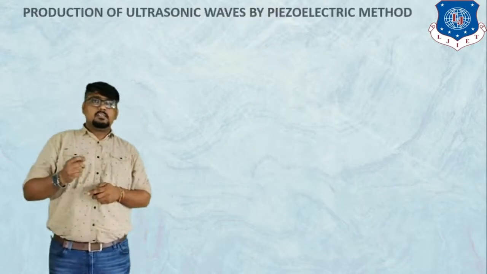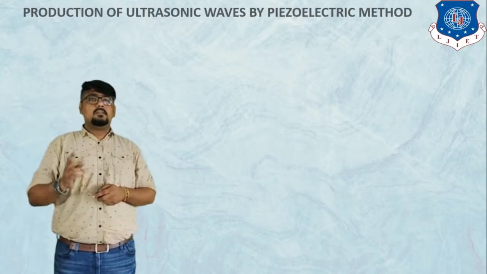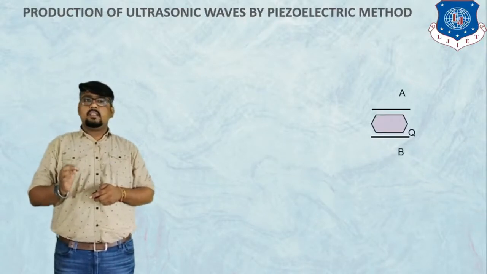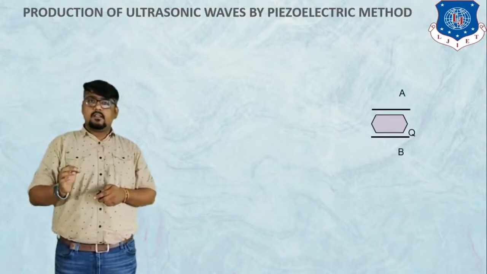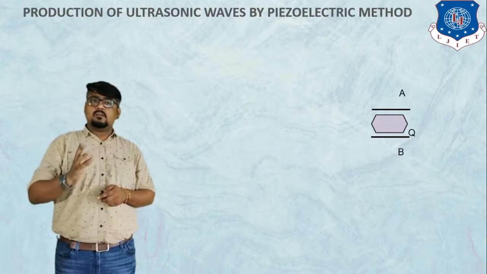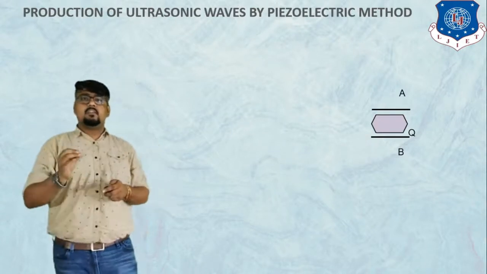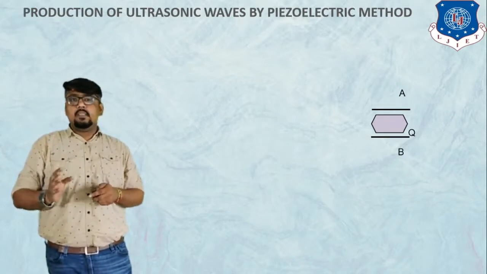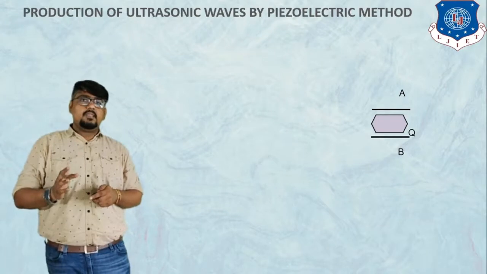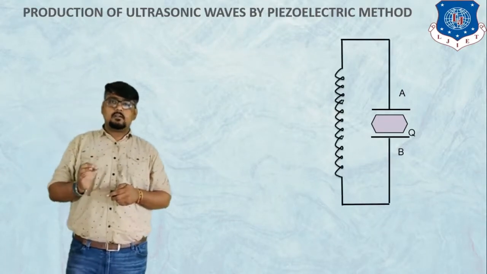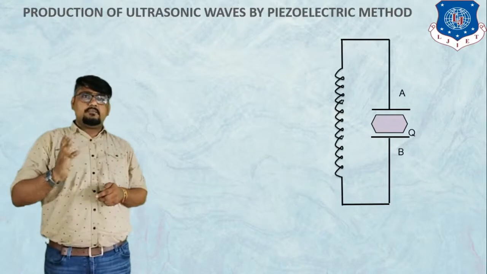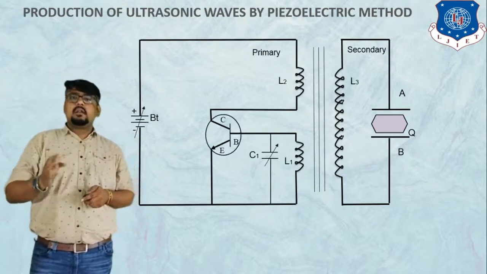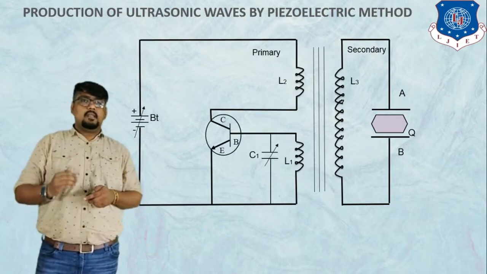So let us start with the topic of production of ultrasonic waves by the piezoelectric method. First of all, let us take a piezoelectric material like quartz in hexagonal shape. Let us take a piezoelectric crystal Q between the plates A and B. These plates A and B are connected to an inductor coil. Let us name that L3. Now this inductor coil L3 is inductively coupled with the coils L1 and L2.